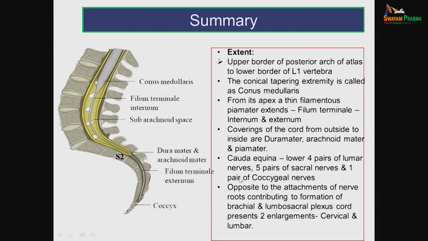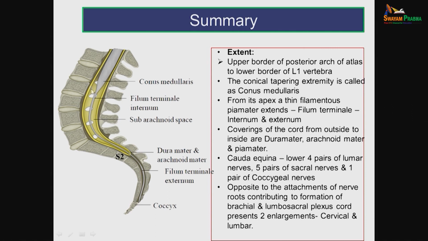So, we will summarize what we have learned till now. As I already mentioned, the extent of the spinal cord is from the upper border of the posterior arch of the atlas to the lower border of L1. The conical tapering extremity of the cord is called the conus medullaris. From the apex of the conus medullaris, you can see a thin filamentous structure extending, which is composed of pia mater. It is called the filum terminale.